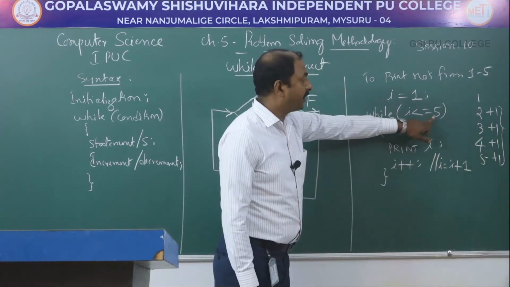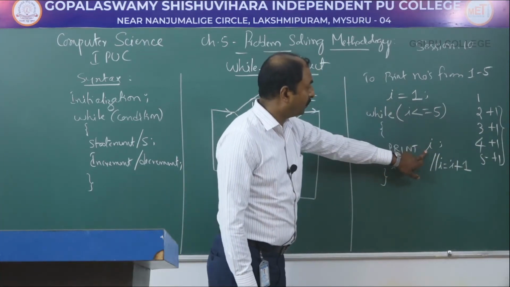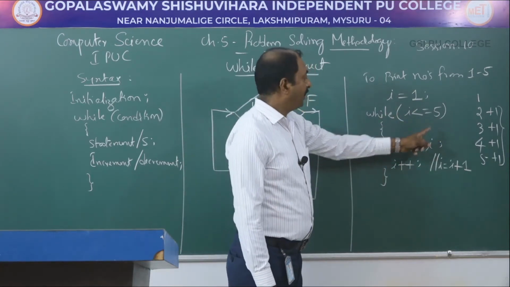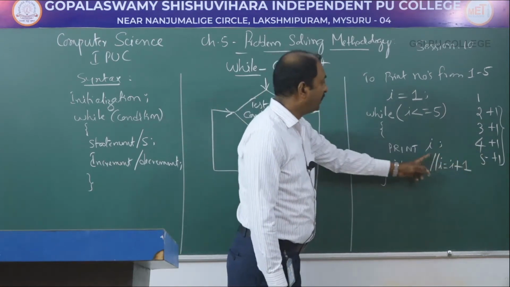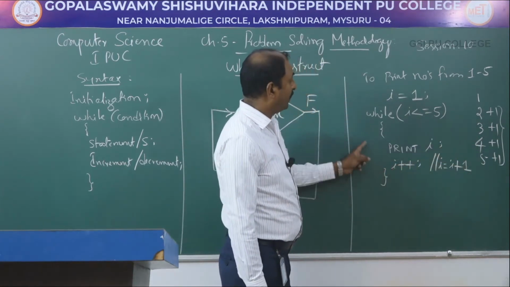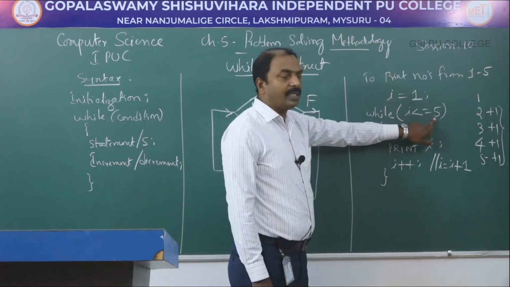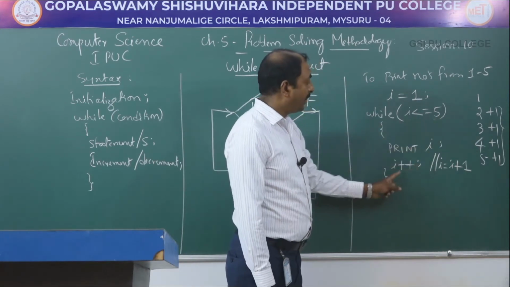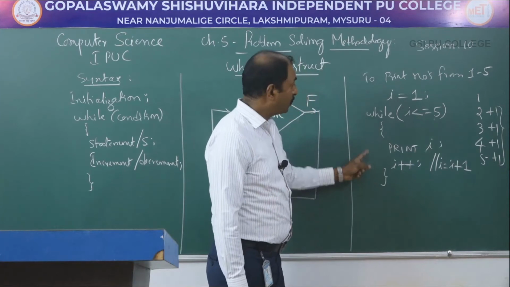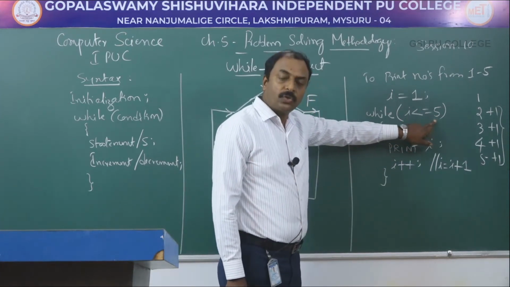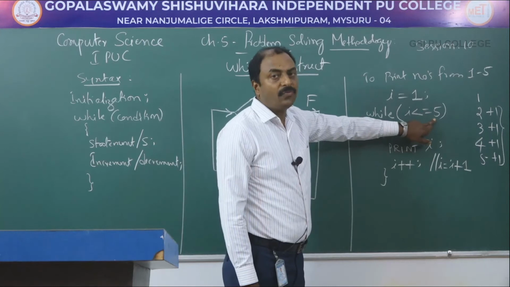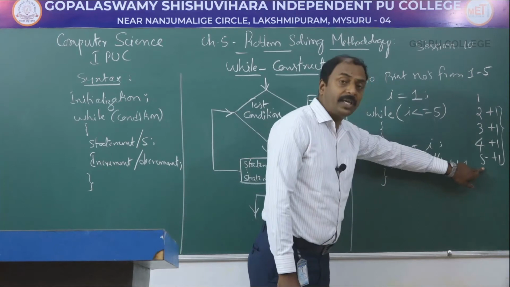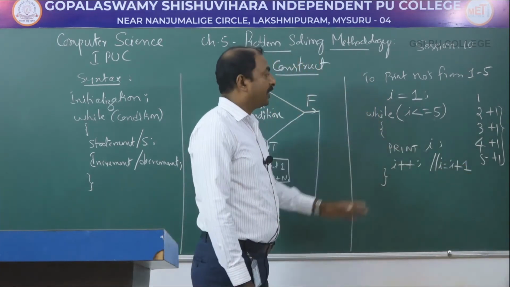Again from here, 3 less than or equal to 5, true, it prints the value 3, and it becomes 4 here. 4 less than or equal to 5, yes, it prints 4, and it becomes 5 here. Increment to 5: 5 less than or equal to 5, the condition is true, so it prints 5 and increments to 6. When it comes here, 6 less than or equal to 5, the condition is false or fails, it will come out of this loop and stop printing at this stage. So this is how the while construct works.